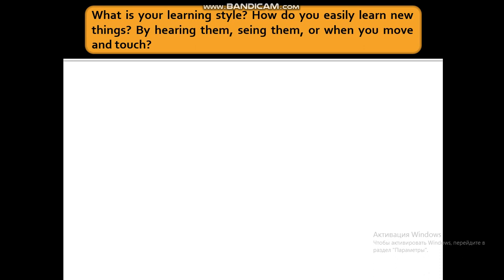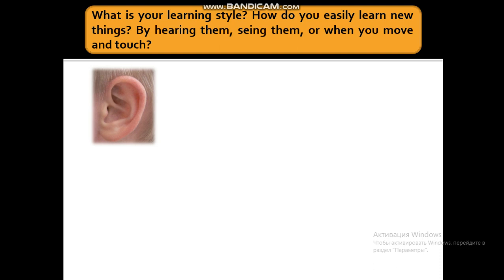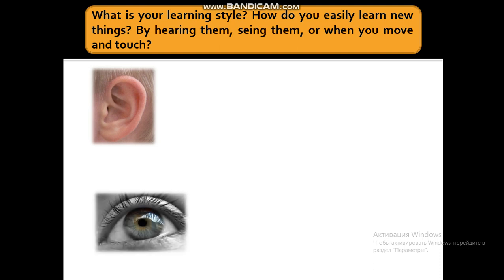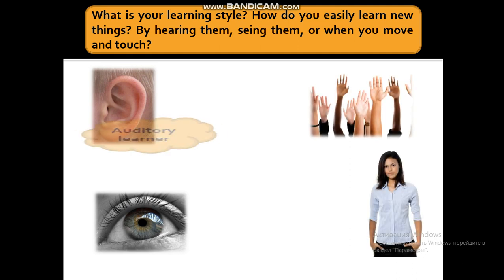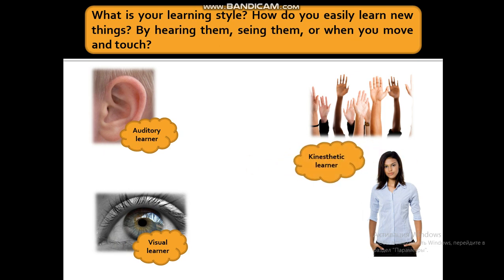Okay, dear student, how do you easily learn new things? By hearing them, by seeing them, or when you move or touch. Okay, people who learn something through hearing are auditory learners, and people who learn something by seeing are visual learners, and people who learn something through moving and touching are kinesthetic learners. And dear student, what is your learning style? Now, let's talk about the learners.